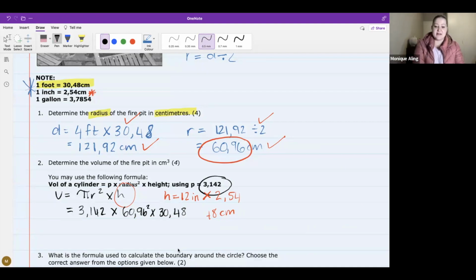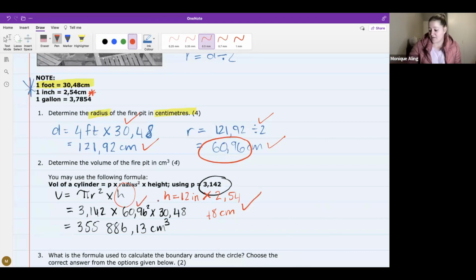I haven't seen the answers coming in. Nice, well done. Okay, so all we have to do now is put all our values into the formula, substitute into the formula, and we get an answer of 355,886,13, and don't forget our unit, centimeters cubed. Okay, again, that was for 4 marks. So first mark would be converting your height to centimeters, 2 marks for substituting into the formula, and your last mark for your final answer.